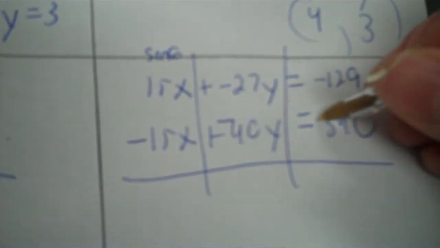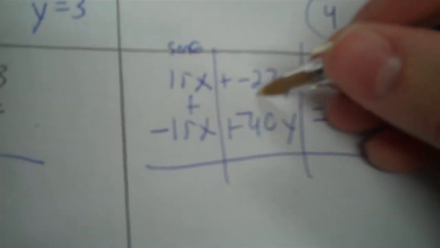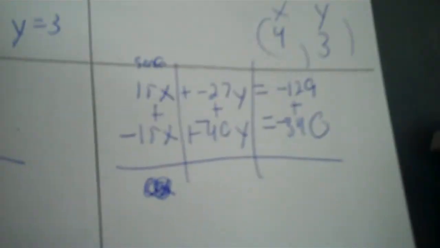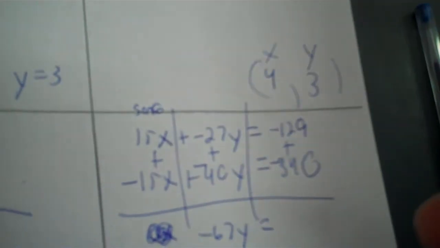Okay, now you have the same right there. They don't add to 0 yet. You need to switch the bottom to the opposite. Negative, negative, negative, and then you add. Okay, always add. So there's your 0x. So that means you don't have x. Negative 27 plus negative 40 is going to give you negative 67y. And then negative 129 plus negative 340 gives me negative 469.